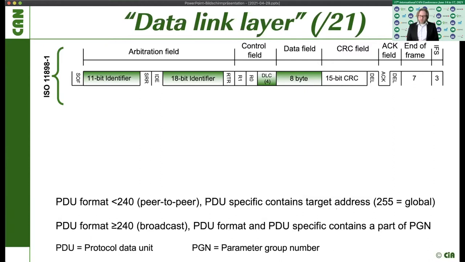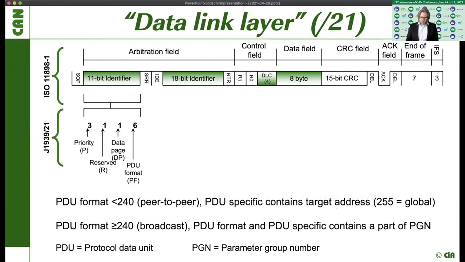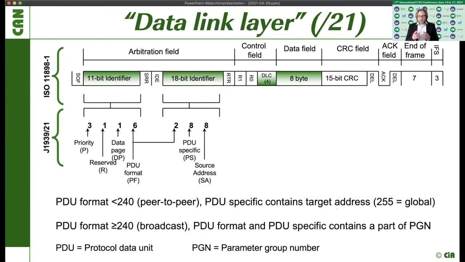We have the definition that we can use peer-to-peer communication. We can have the definition to make broadcast communication. And the bits of the identifier are defined on how we use it for what purpose. So for example, as part of the 18-bit identifier extension, we have the source address, so the address of the node which is transmitting the data, and part of the PDU format, and then the PDU specific information is defined. Do we make a broadcast message? Is there a destination address like in a peer-to-peer communication?